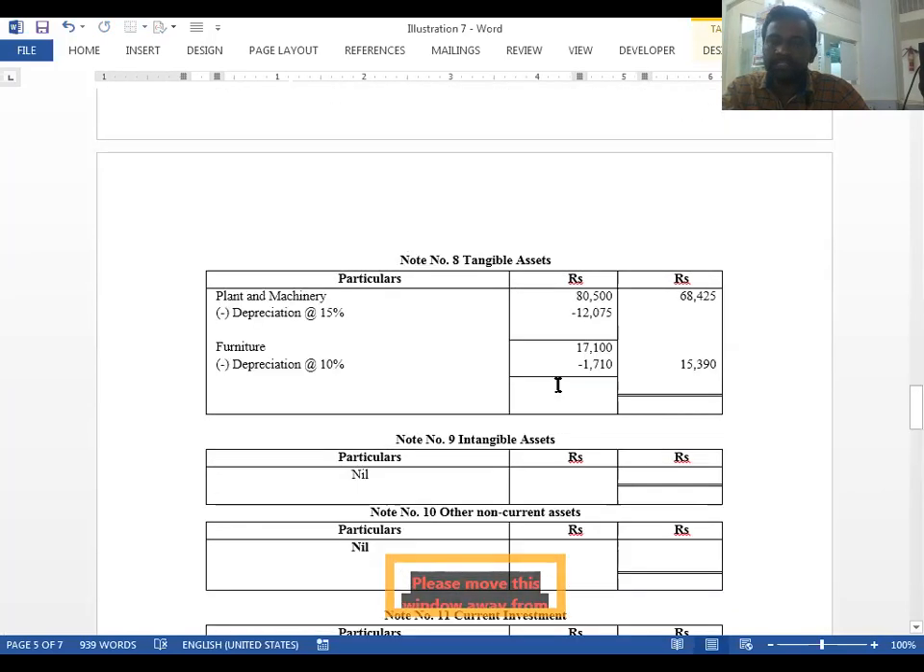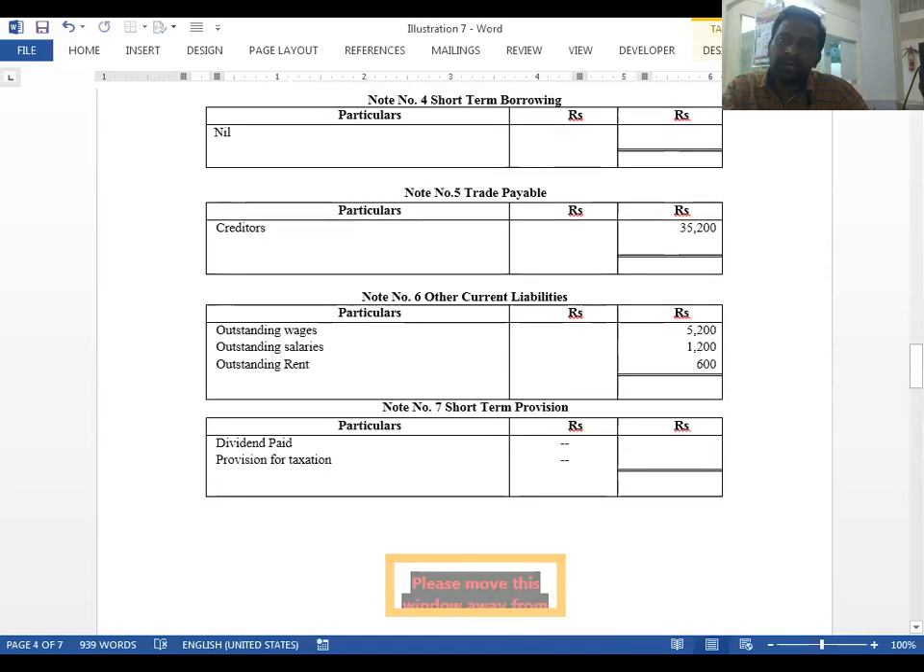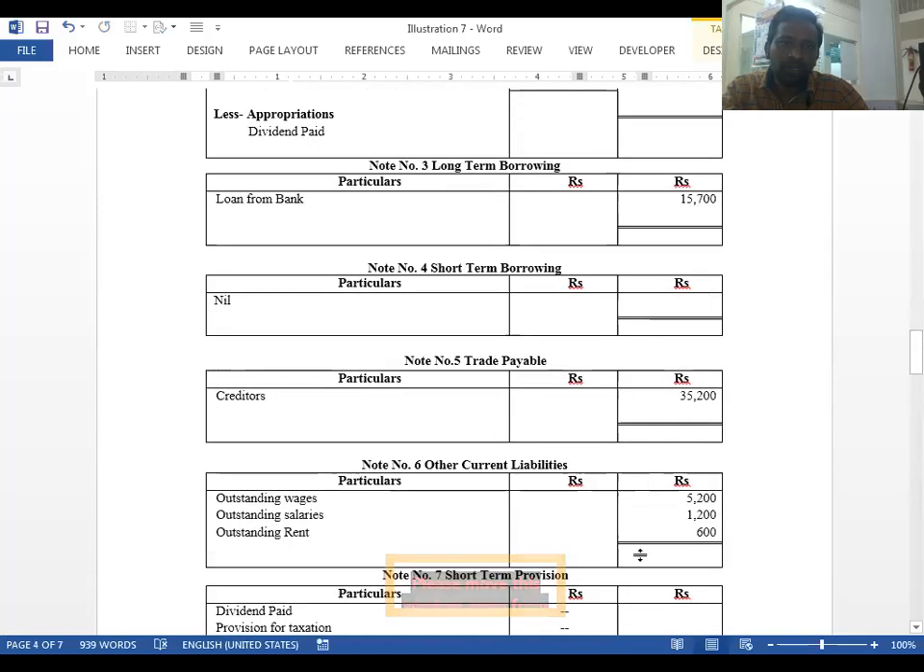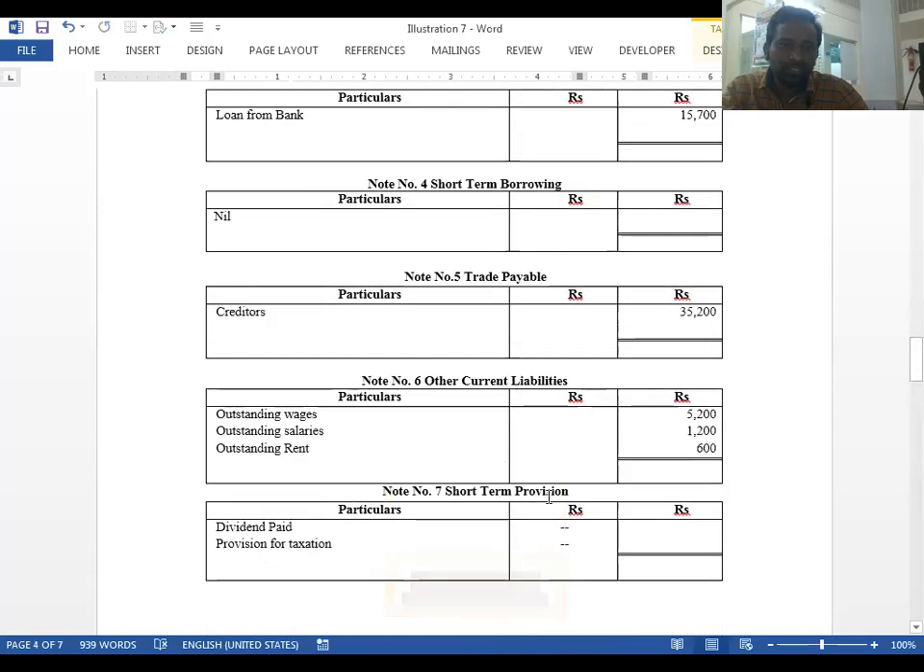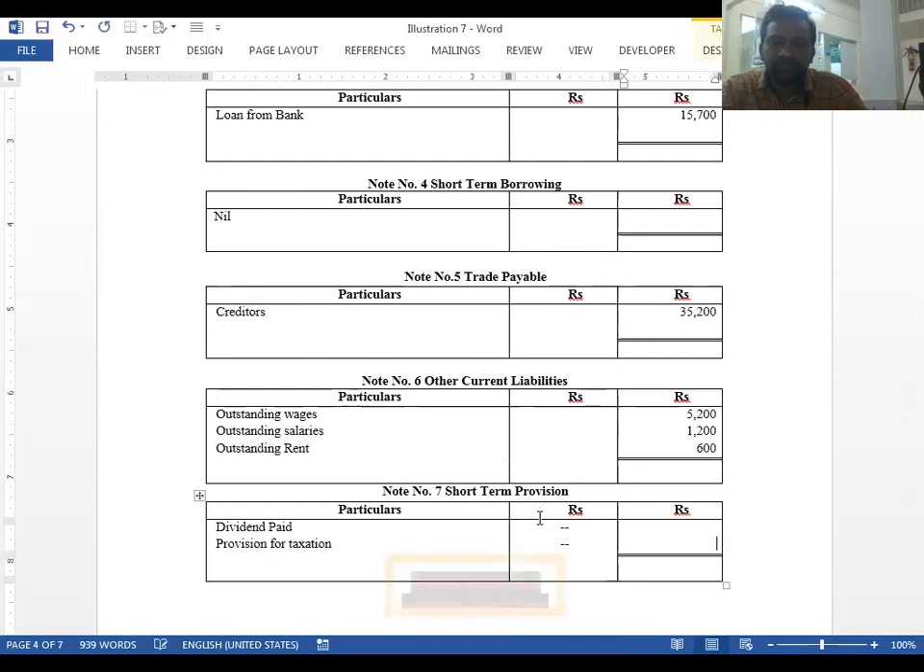Sorry. It is one type of liabilities. Last note of liabilities, note number 7, short term provision. See here, provision for taxation. Now this is the provision for taxation, short term provision. First effect is it is deducted from the profit and loss account, and second effect is transferred to notes number 7, that is short term provision under the current liabilities.